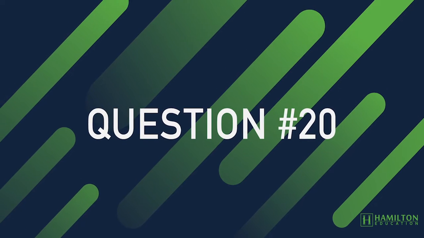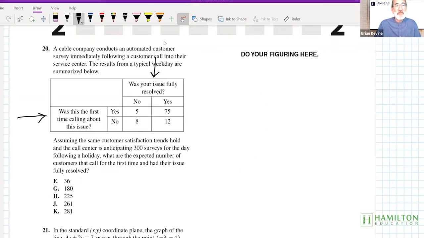Question 20. A cable company conducts an automated customer survey immediately following a customer call into their service center. The results from a typical weekday are summarized below. We have what's called a bivariate table, where the rows ask the question, was this the first time calling about the issue? Answer yes or no. The columns ask the question, was your issue fully resolved? You can answer no or yes.